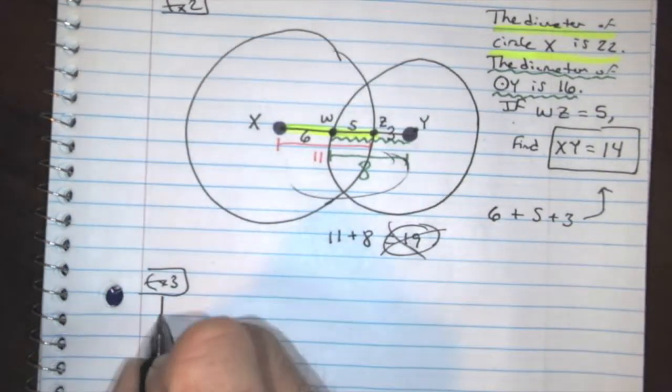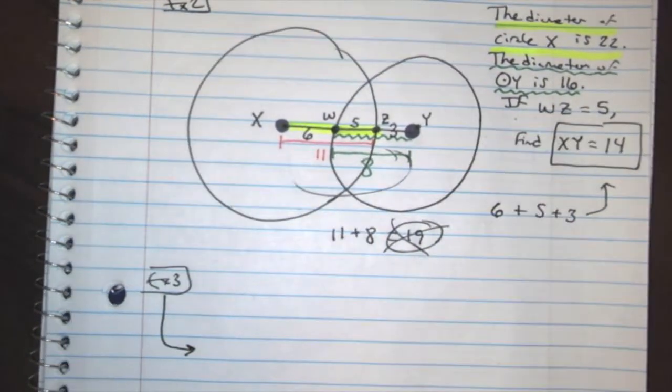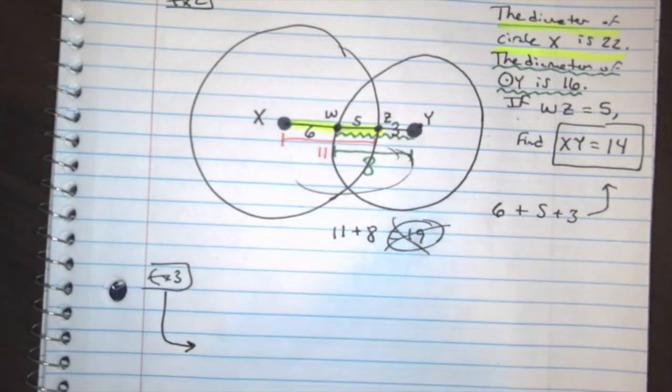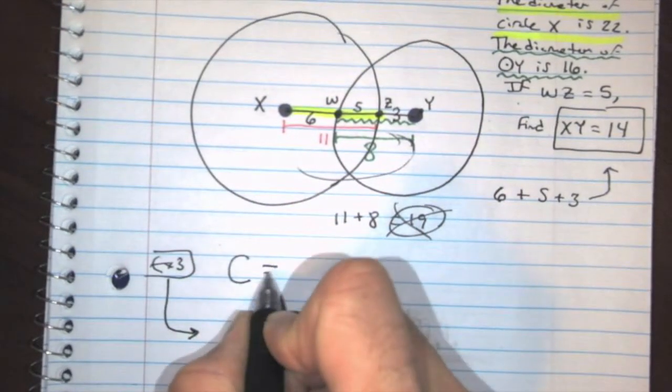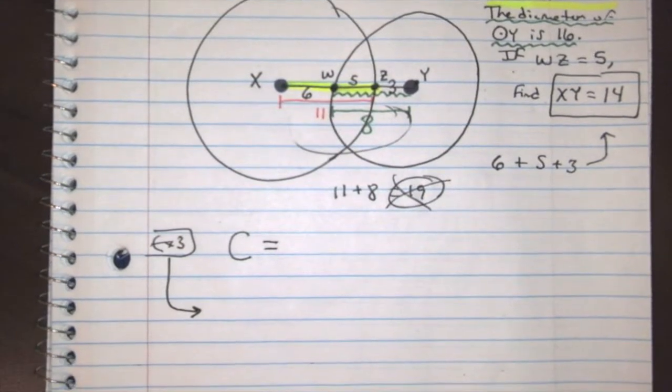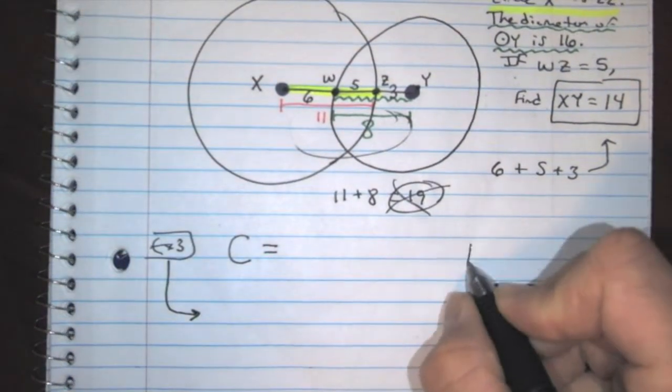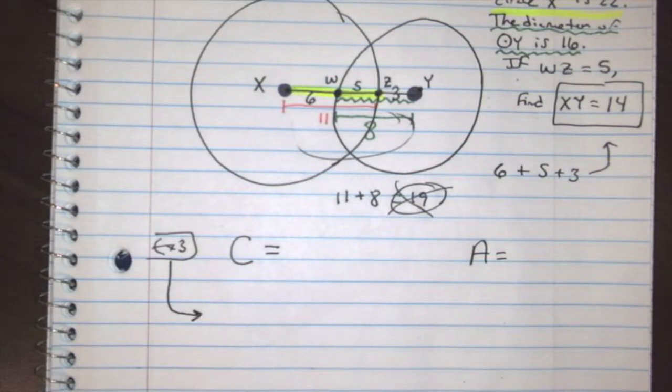And I'm going to start example 3 down here. Before I start example 3, I need to give you 2 equations. One of them is the circumference equation, and one of them is the area equation.